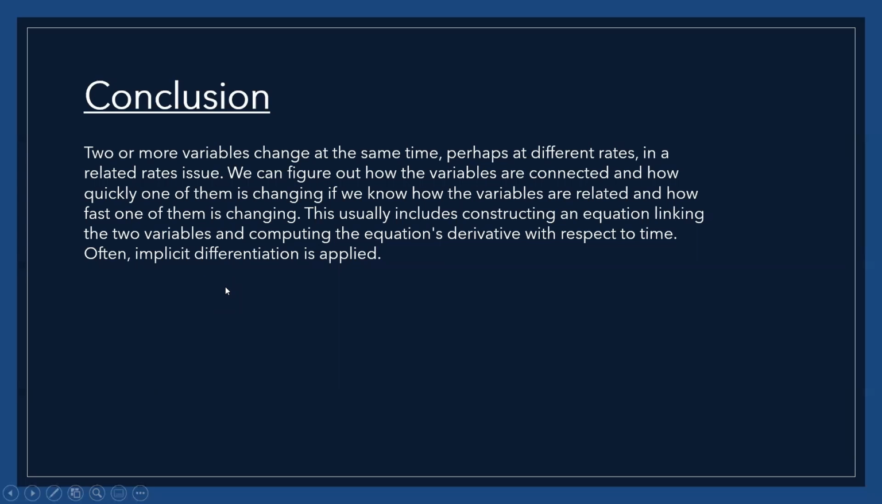As a conclusion, in related rates, two or more variables change at the same time, perhaps at different rates. In a related rate issue, we can figure out how the variables are connected and how quickly one of them is changing if we know how the variables are related and how fast one of them is changing. This usually includes constructing an equation linking the two variables and computing the derivative of the equation with respect to time. Often implicit differentiation is applied.